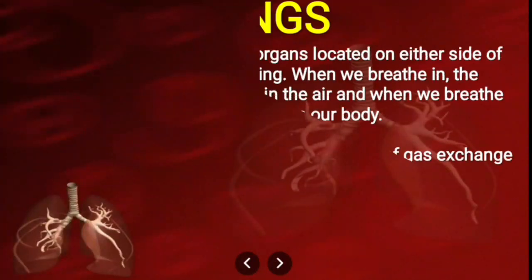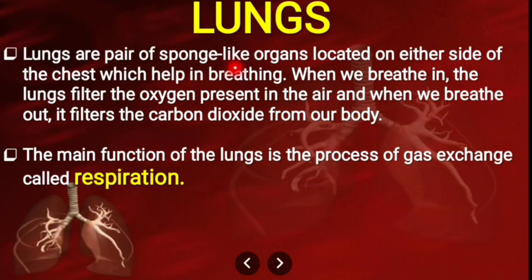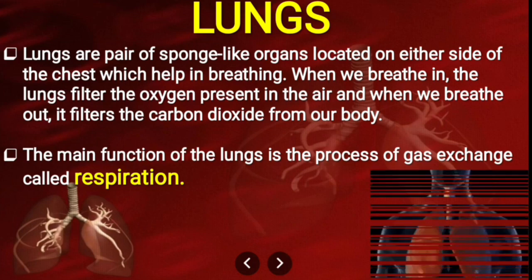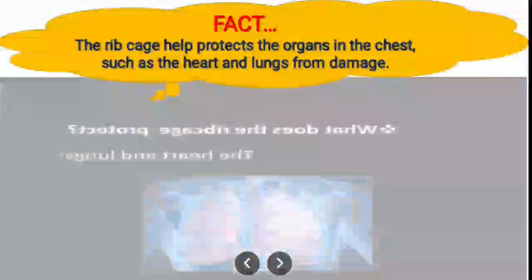Moving next is the lungs. Lungs are a pair of sponge-like organs located on either side of the chest which help us in breathing. When we breathe in, the lungs filter the oxygen present in the air, and when we breathe out, it filters the carbon dioxide from our body. That is, it exhales out carbon dioxide. The main function of the lungs is the process of gas exchange, that is called respiration.